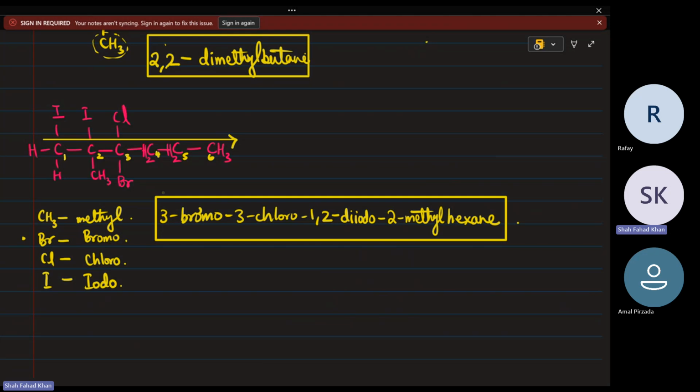Now we are going to name it alphabetically. We have bromo on the third position, so 3-bromo. Then chloro on the third position as well, so 3-chloro. Then we have 2 iodines, on 1 and 2, so 1,2-diiodo because there are 2 iodines. Then again put a dash and write methyl, because M comes after B, C, and I. So 2-methyl, and finally the straight chain has 6 carbons, so hexane.